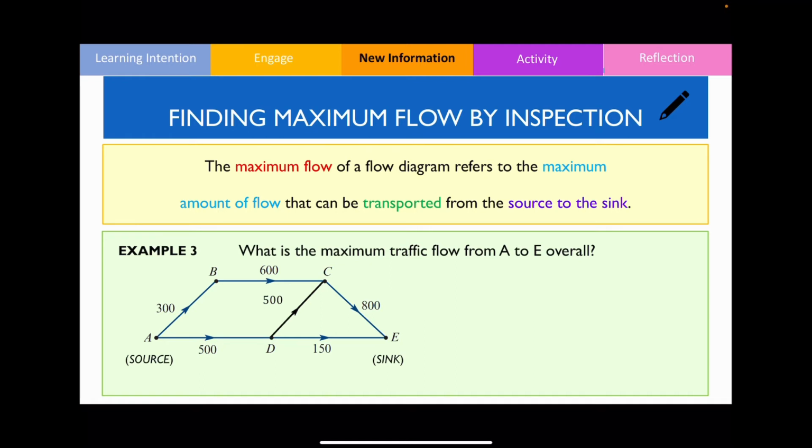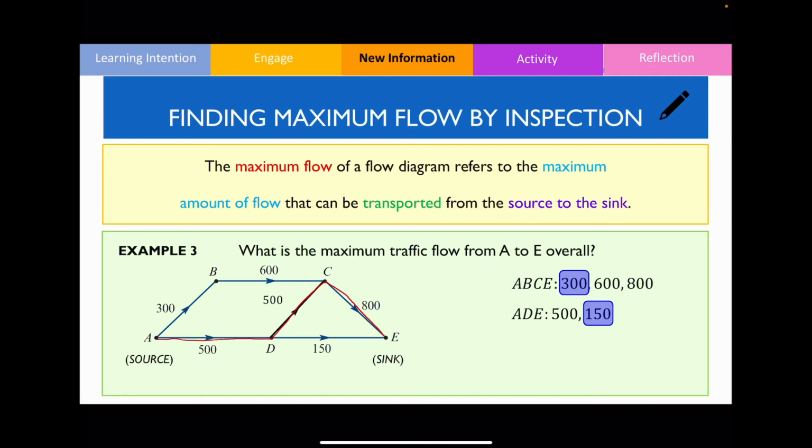So one of the ways that I said earlier on was going from A, B, C, E. And we said that the maximum amount of cars that can go through this road over here is going to be 300. The other way that we listed earlier on was going from A to D to E. And that had a maximum rate of 150 cars per hour. And because we added an extra road, another way that we can go from vertex A to vertex E is going through this particular route over here.